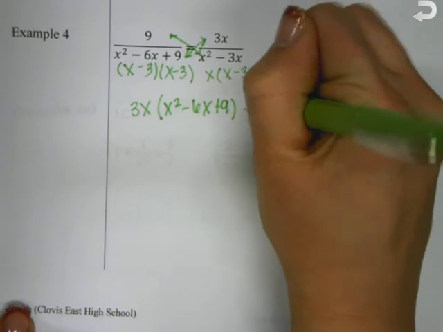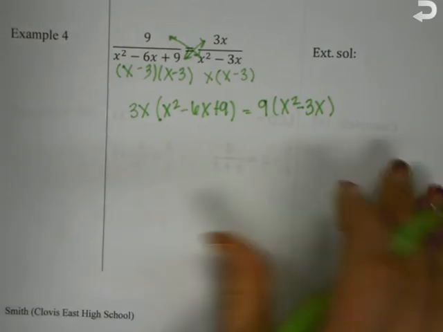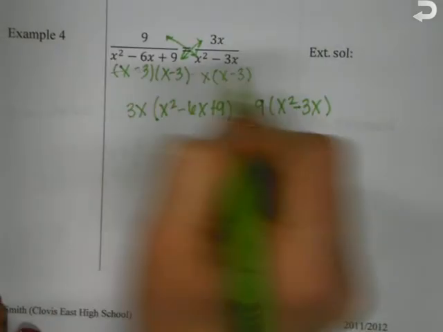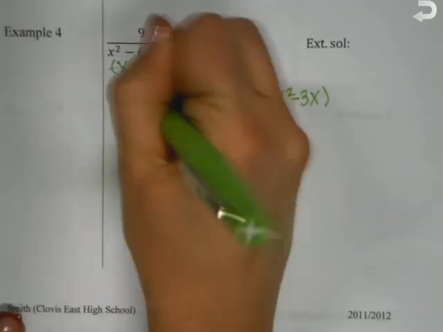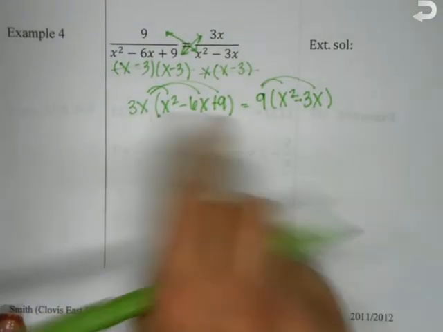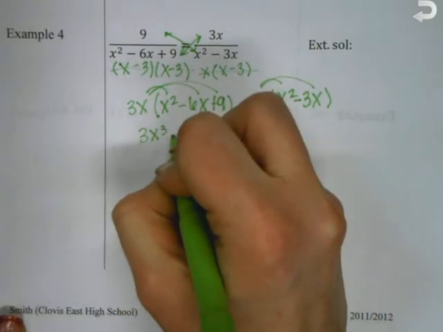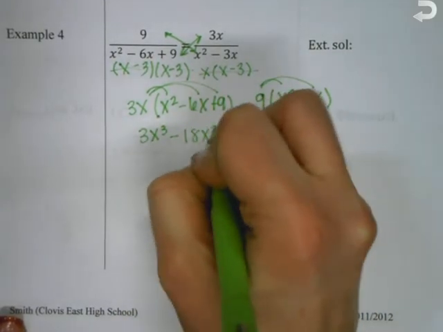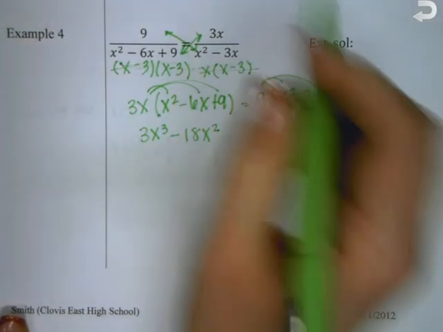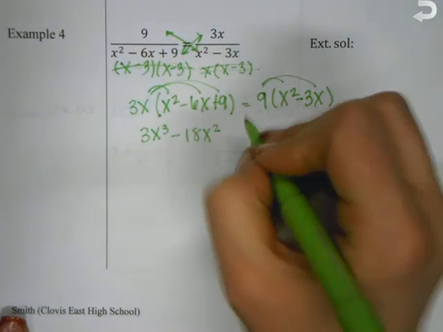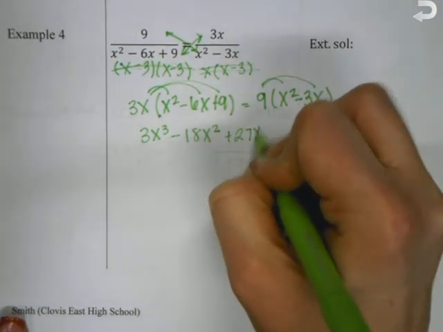Yeah, so I don't really know why I did that. We don't have to. Habit, I guess. Okay. So we're going to use distributive property here. So that is going to give me 3x to the third minus 18x squared plus 27x equals 9x squared minus 27x.